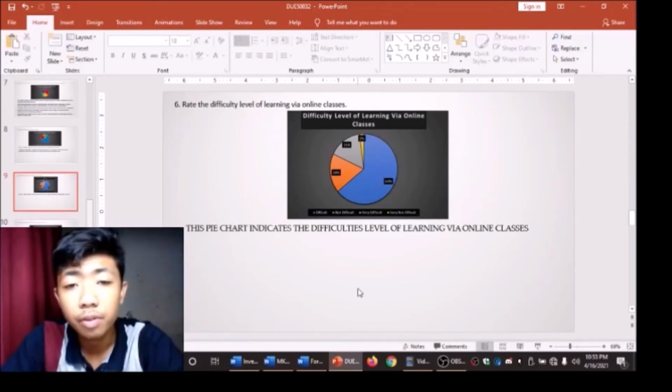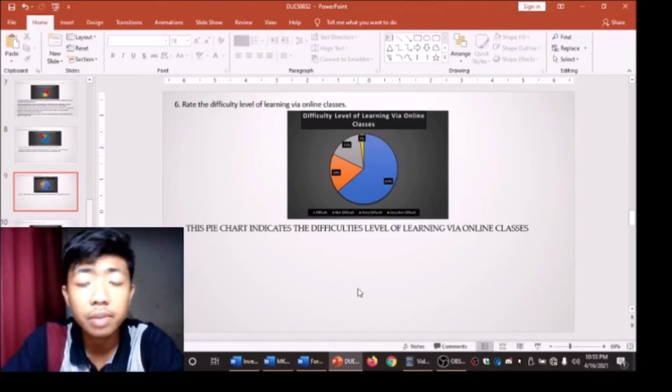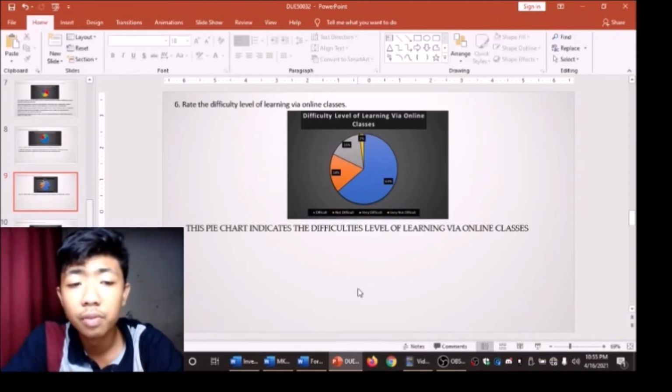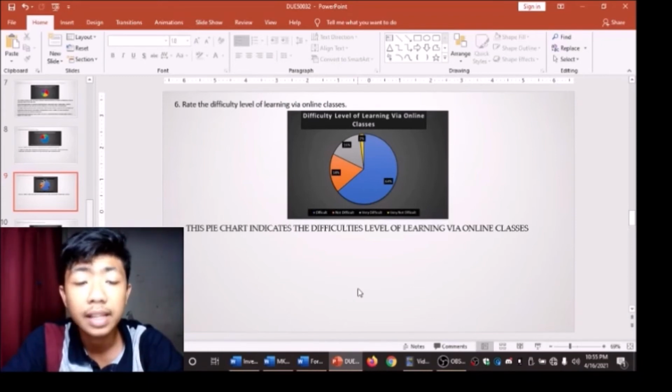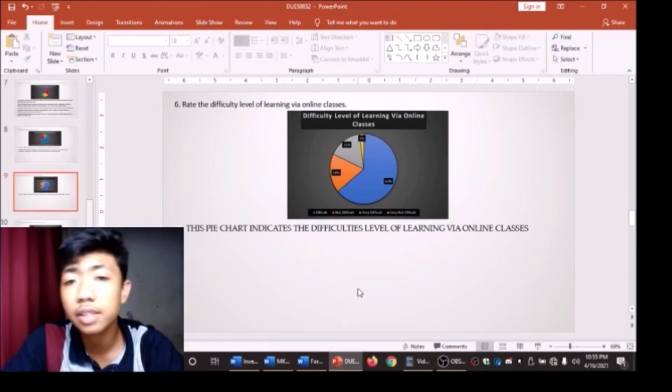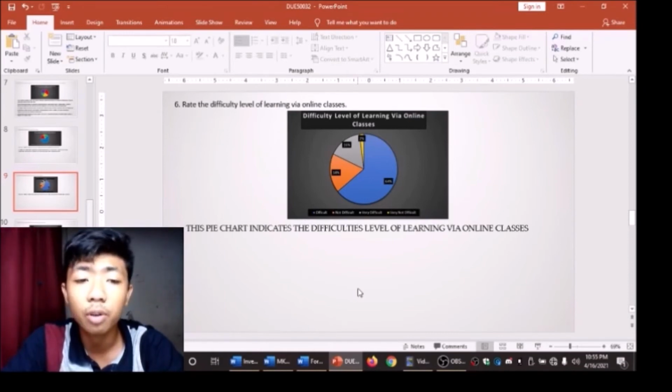As you can see from this pie chart, the majority of respondents prefer learning face-to-face rather than via online, with 64% of respondents voting for difficult, which makes them the majority of this pie chart. Next, the respondents vote for not difficult, which accounted for 18%, with only a 2% difference from the segment of very difficult, which accounted for 16%.